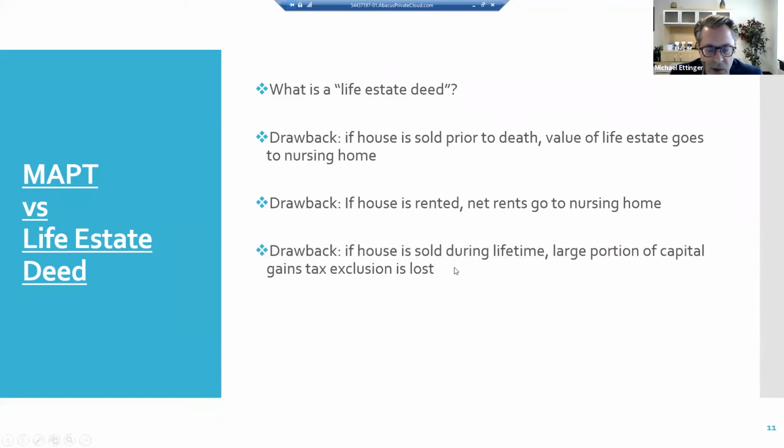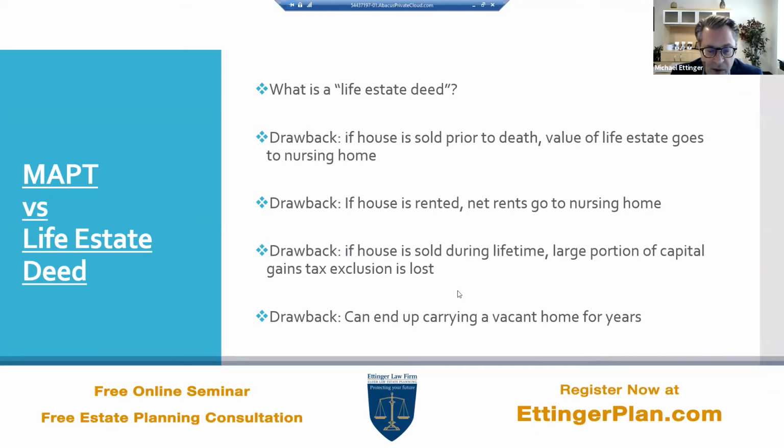If the house is sold during your lifetime, you also lose a big part of the capital gains tax exclusion I just mentioned, $500,000 for a couple, $250,000 for a single. You don't own the whole house. You only own about 50% with the life estate, so you lose 50% of the exemption. So what happens is Mom or Dad has to go into a nursing facility for a few years, and you can't sell the house and can't rent the house. You can end up carrying a vacant home for years.